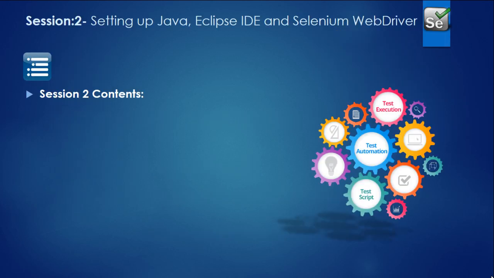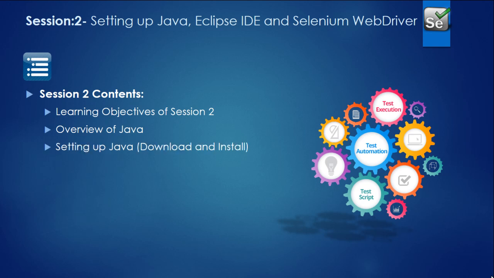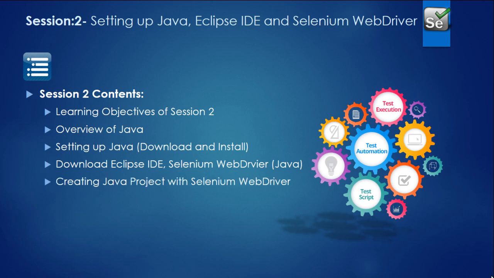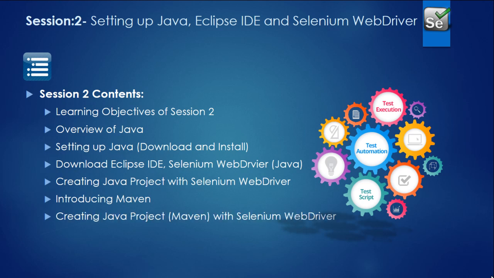So in this second session of this beginner series, we will first review what Java is from the language perspective as well as from the platform perspective. Next up, we will set up Java on our machine and then download the Eclipse IDE, which will be used for programming, and Selenium WebDriver. Next, we will create a Java project with Selenium WebDriver. Then we will introduce what Maven is and what its features and advantages are. Next, we will create a Java project using Maven and then associate Selenium WebDriver with it. We will also cover the basics of Java as a programming language during this session.